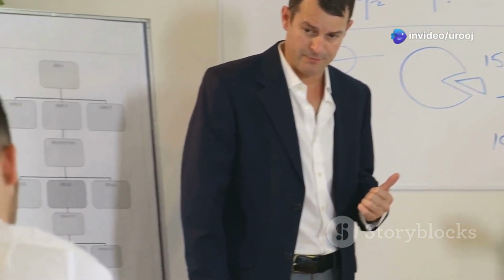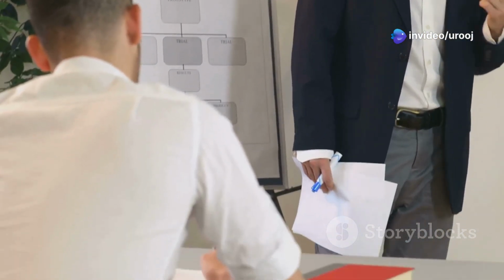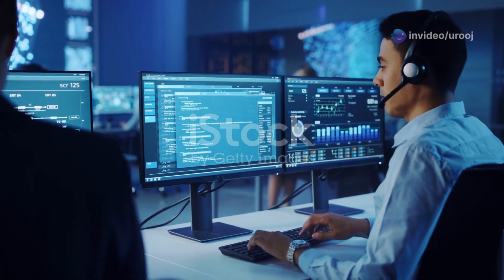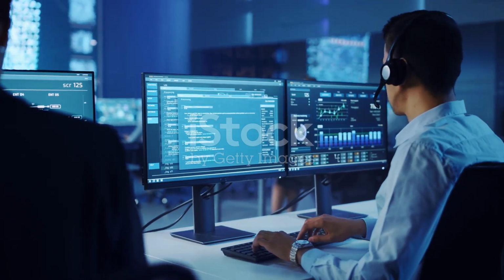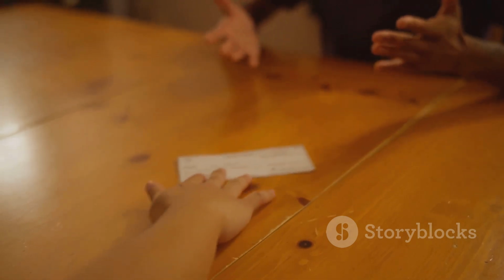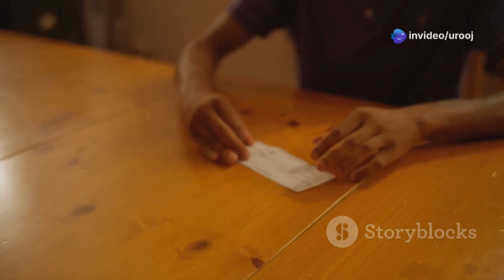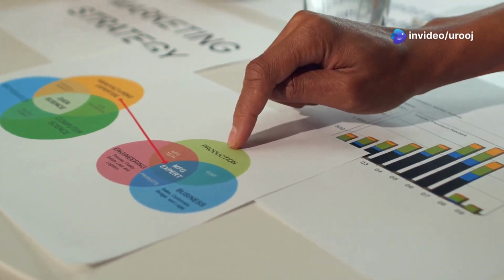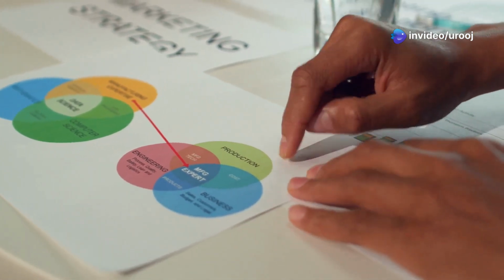Section 5. The power of K-fold validation. To ensure our model's reliability, we can use a technique called K-fold cross-validation. Imagine folding a piece of paper multiple times and then making cuts along the folds. K-fold validation is similar. It divides our data into K equal parts or folds.